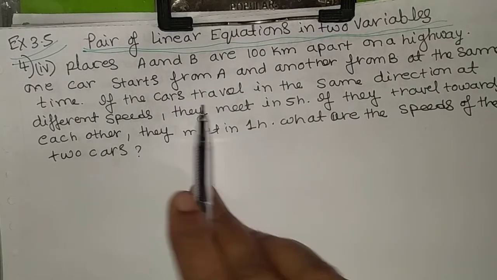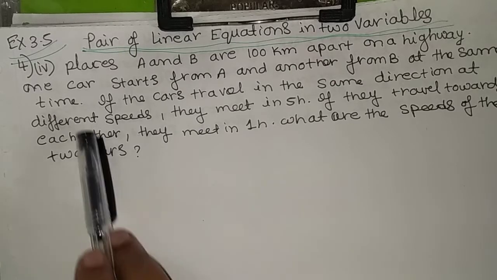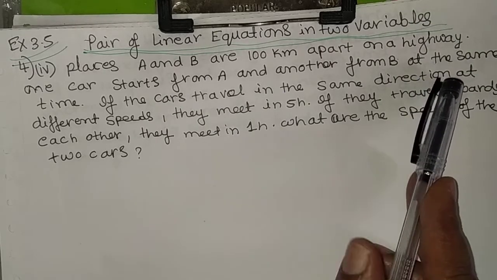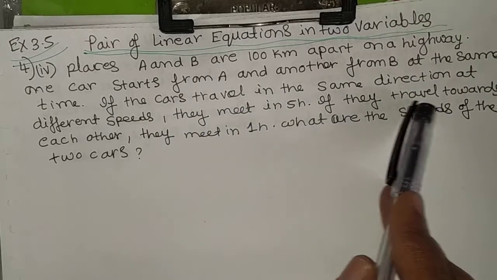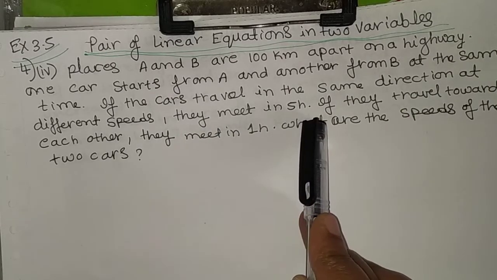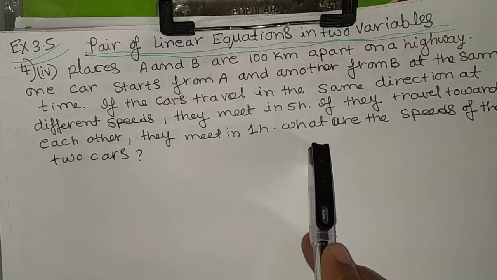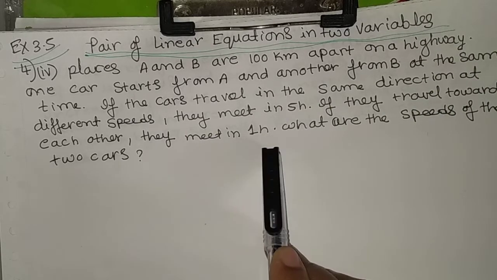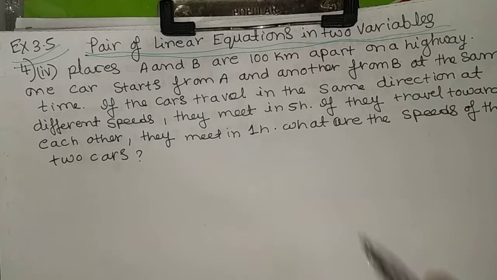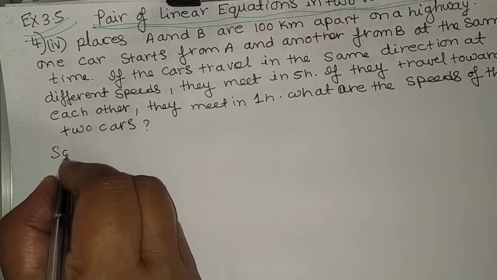Places A and B are 100 kilometers apart on a highway. One car starts from A and another car starts from B at the same time. If the cars travel in the same direction at different speeds, they will meet in 5 hours. If they travel towards each other, they meet in 1 hour. What are the speeds of the two cars? So there are two conditions given in the statement. We'll directly start the solution.